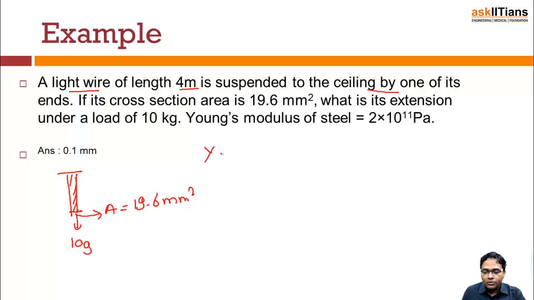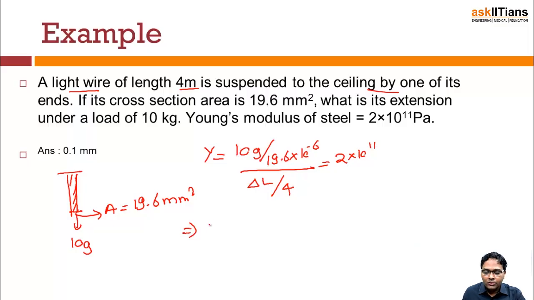Now if I talk about the Young's modulus, what is it going to be? The force per unit area. Force is going to be 10 g divided by area, which is 19.6 into 10 raised to the power minus 6. I have to take it in meter square. 10 g, 10 into 9.8 mind you, divided by the change in length, delta L. Original length is 4, and this equals 2 into 10 raised to the power 11.